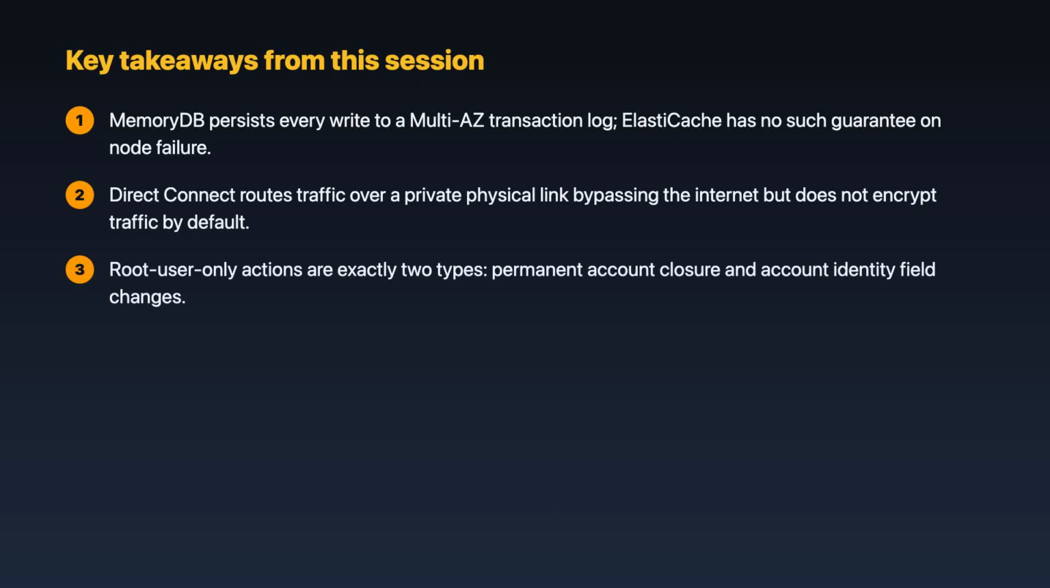3 takeaways from this session. First, MemoryDB persists every write to a multi-AZ transaction log. ElastiCache has no such guarantee on node failure. Second, Direct Connect routes traffic over a private physical link bypassing the internet, but does not encrypt traffic by default. Third, root user-only actions are exactly 2 types: permanent account closure and account identity field changes.